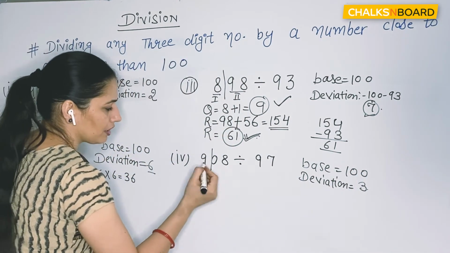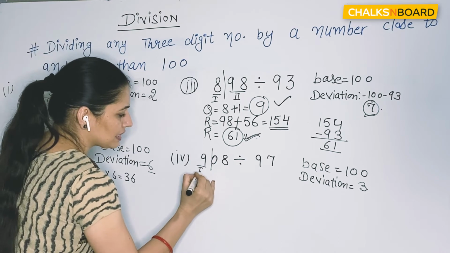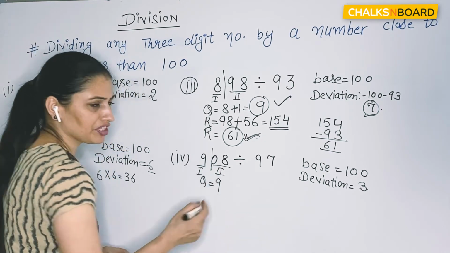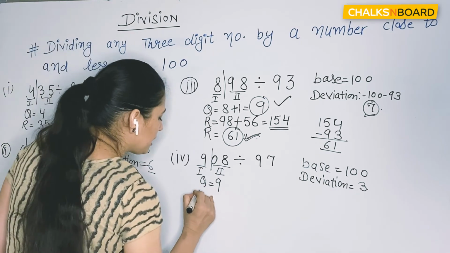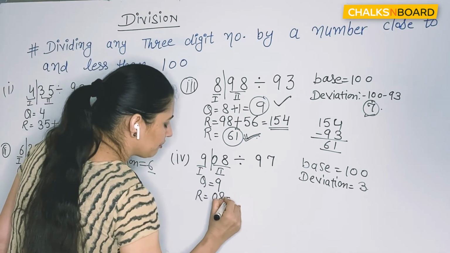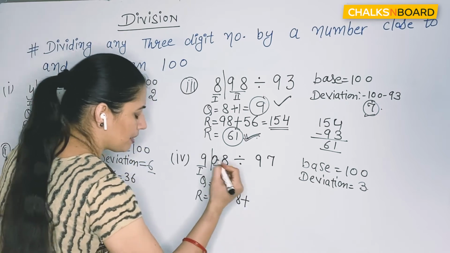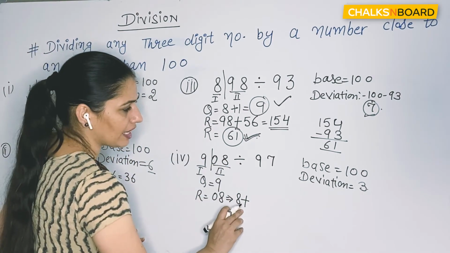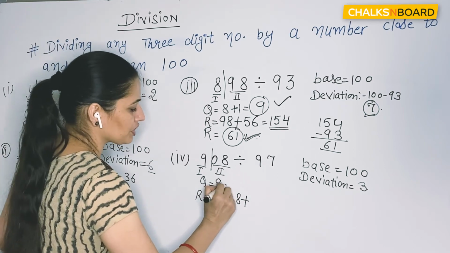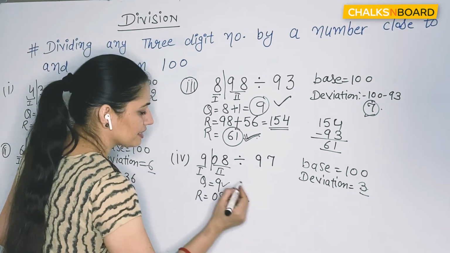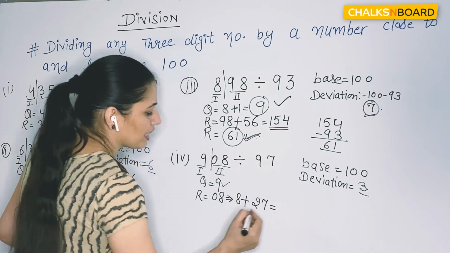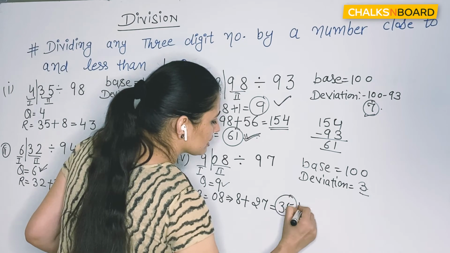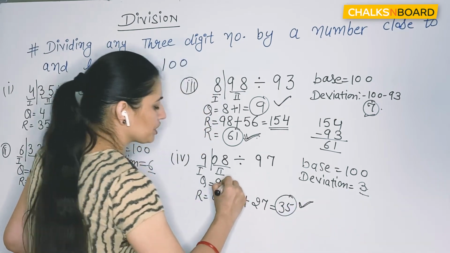Split this number by 2. This is the first part, this is the second part. First part is the quotient, which is 9, and the second part is 08, which is equal to 8, and we add the multiplication of the quotient with the derivation, that is 9 threes are 27. So now when we add, it will give 35. So our remainder is 35 and our quotient is 9.